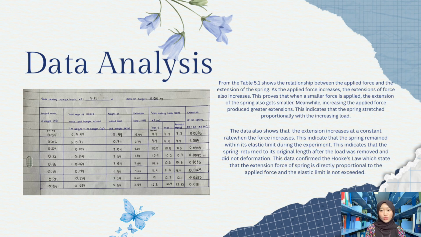The data also shows that the extension increased at a constant rate when the force increased. This indicates that the spring remained within its elastic limit during the experiment. This also indicates that the spring returned to its original length after the load was removed and did not deform. This data confirms Hooke's law, which states that the extension of a spring is directly proportional to the applied force as long as the elastic limit is not exceeded.